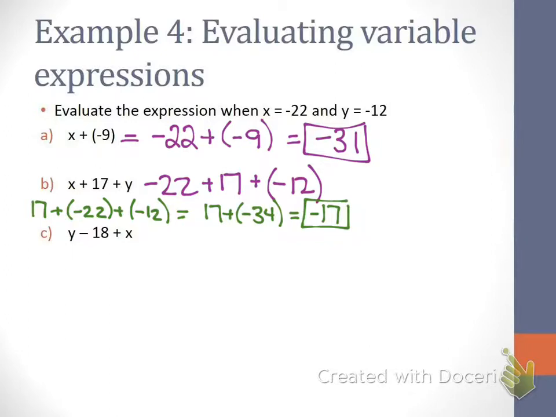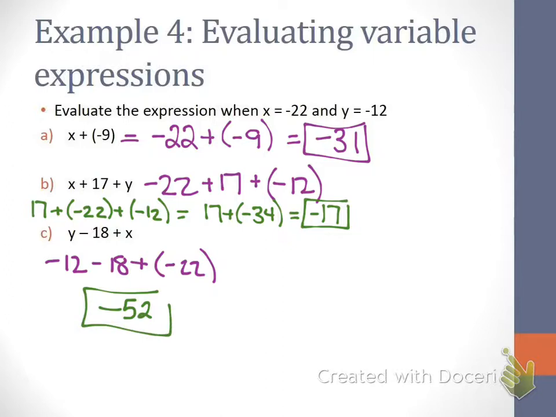Y minus 18 plus x. All right, so we make our substitution. Negative 12 minus 18 plus negative 22. So let me ask you this. Are they all same sign? Do you have any different sign? No. Are there any positive numbers here? No. They're all negative. 22 is negative. Remember, this addition sign doesn't matter because there's a negative in front of 22. So they're all negative. I add and keep, and what do I get? Negative 52. Anybody get negative 52? Negative 52? All right, very good.